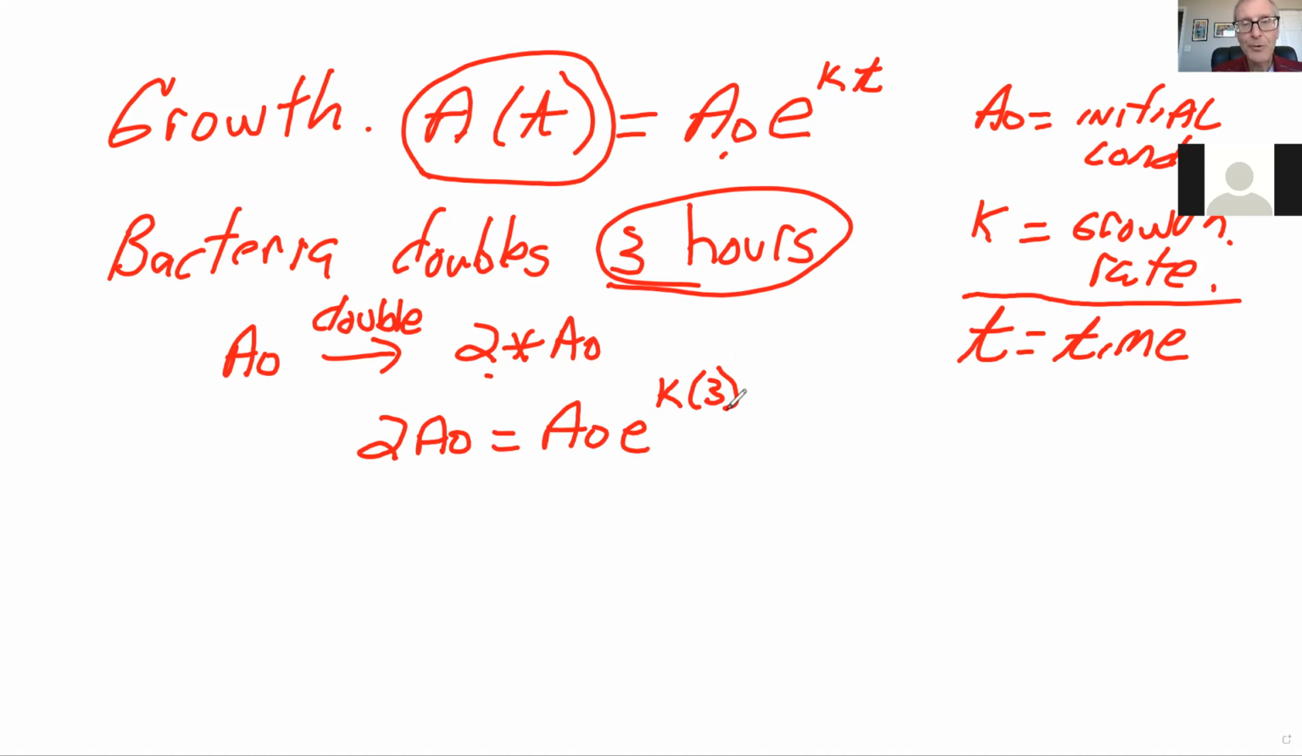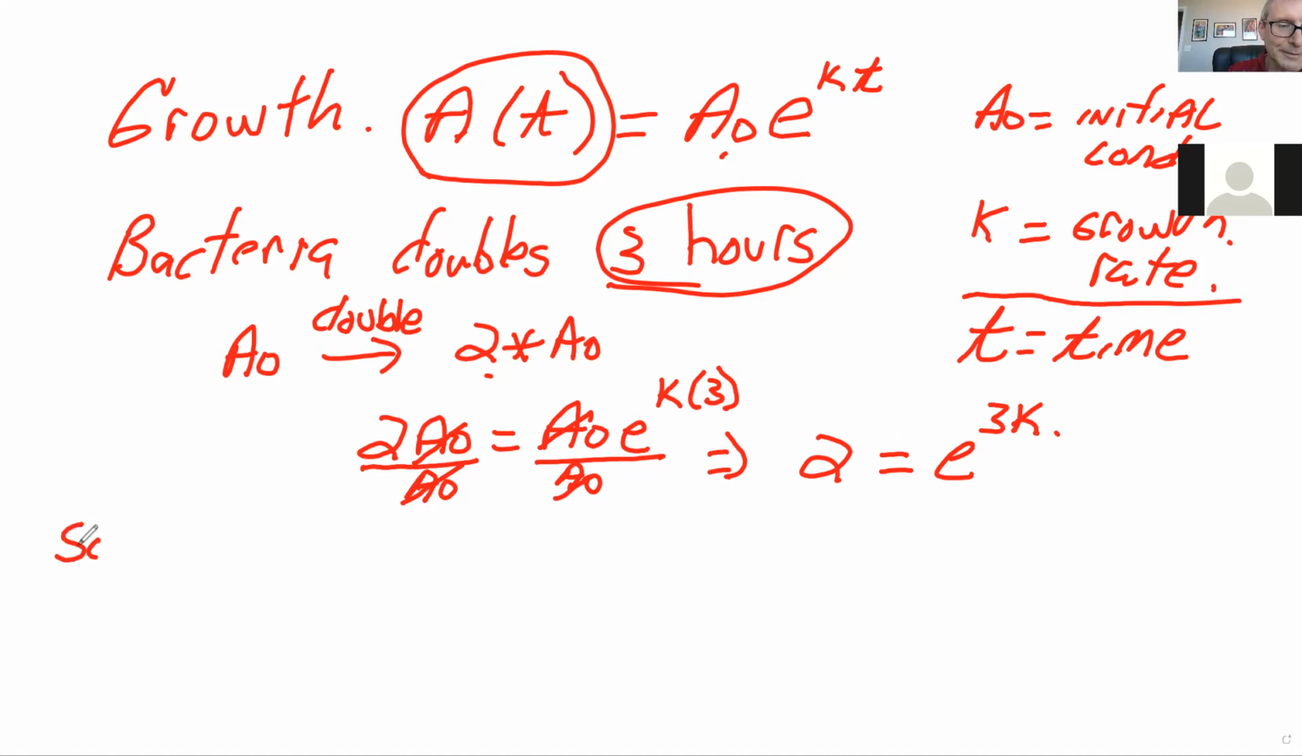All right. Well, the first thing you could see we could do here is we could divide each side by A0, right? And this works every time. If you started with 10, and divide by 10, you would get 2 on the other side for 20, right? So these would cancel. And so this equation would simplify to 2 equals e to the 3K. I'll just put the 3 out front. So the question is, how do we solve for K? We're solving for the K.